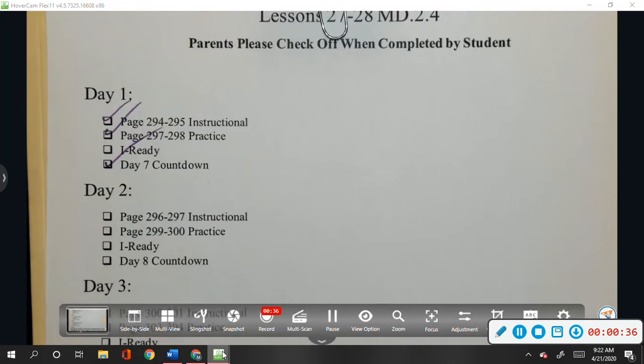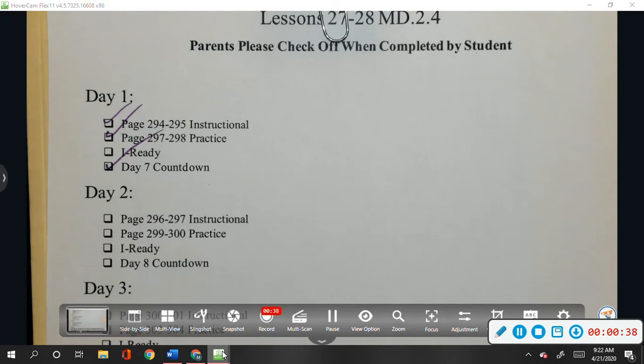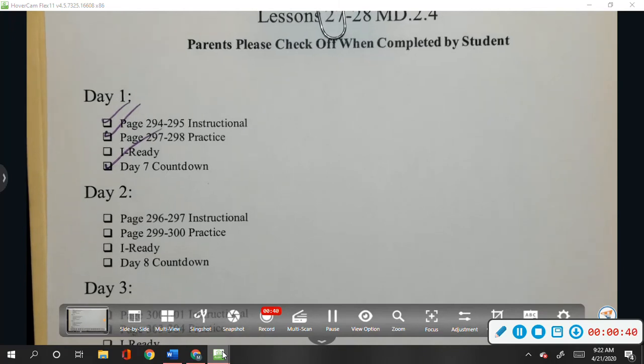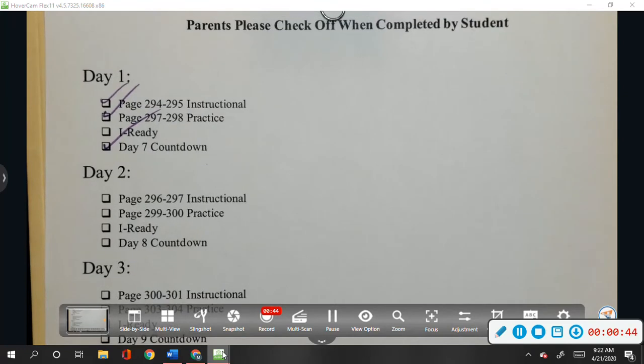Yesterday was day 1. We went through subtracting with line plots, and today we're going to add in our knowledge of line plots, how we organize our line plots, adding with line plots, and subtracting with line plots. We're going to combine all those skills we've learned in the last couple of days and really put them to work and see how well we understand.